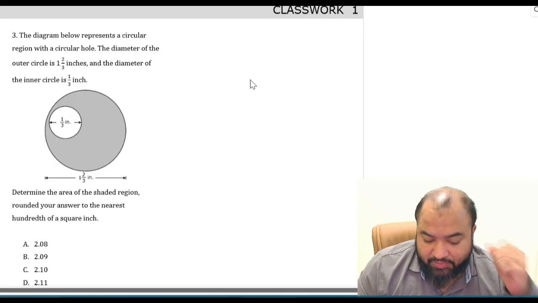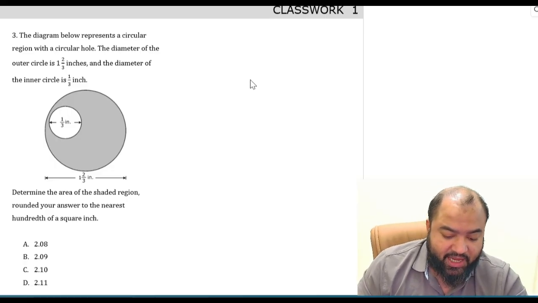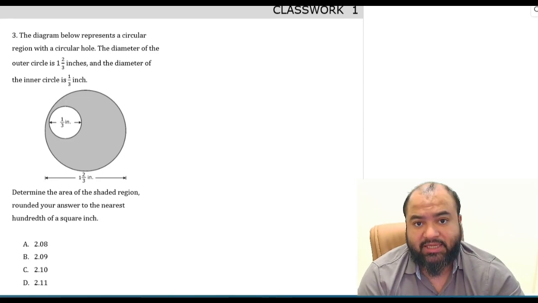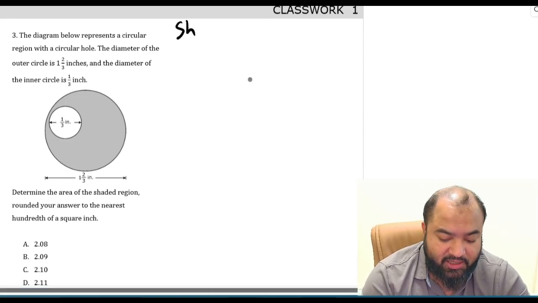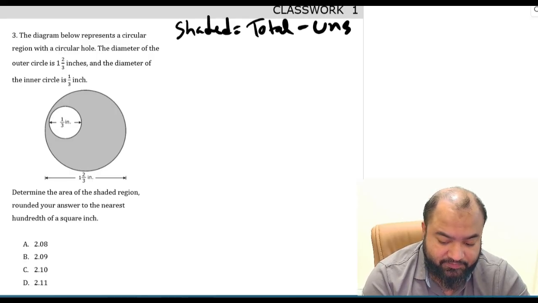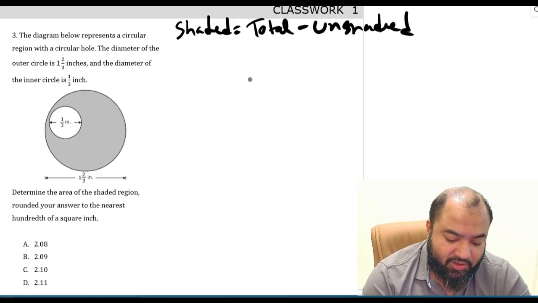The diagram represents the circle and everything is kind of same. Now the circle is just in a different position, but it doesn't change the fact how we find the shaded. Shaded is always equal to total minus unshaded. So total is the big circle. Let's work on that. The diameter of the big circle is 1 2/3.